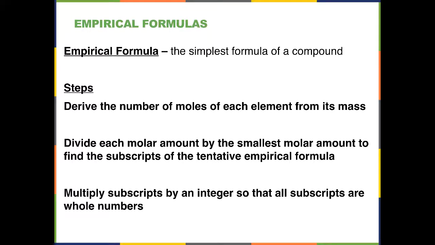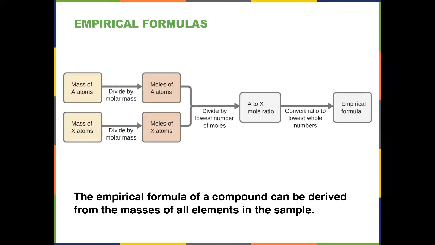The third step is you multiply those subscripts by an integer so that all the subscripts are whole numbers. You'll notice that we have not had any subscripts of any formula which were not whole numbers. So you need to end up with whole numbers when you do this calculation.